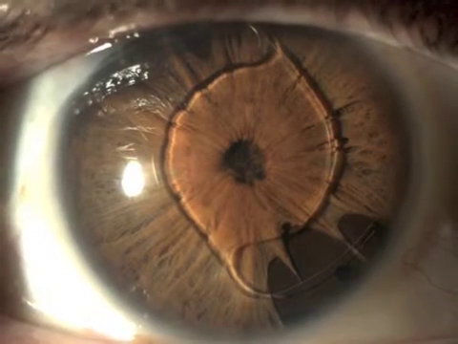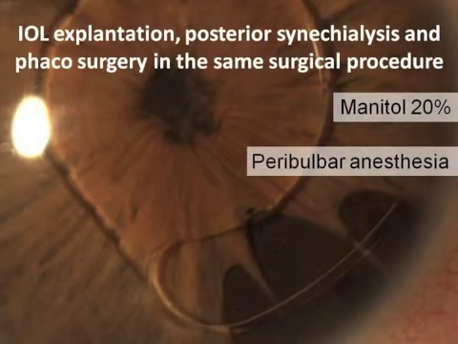We are going to present a high myopic patient with an anterior chamber phakic IOL, 360 degrees pupillary synechia, both haptics trapped in the angle, and iris atrophy. We performed IOL explantation, posterior synechialysis, and phaco surgery in the same surgical procedure.